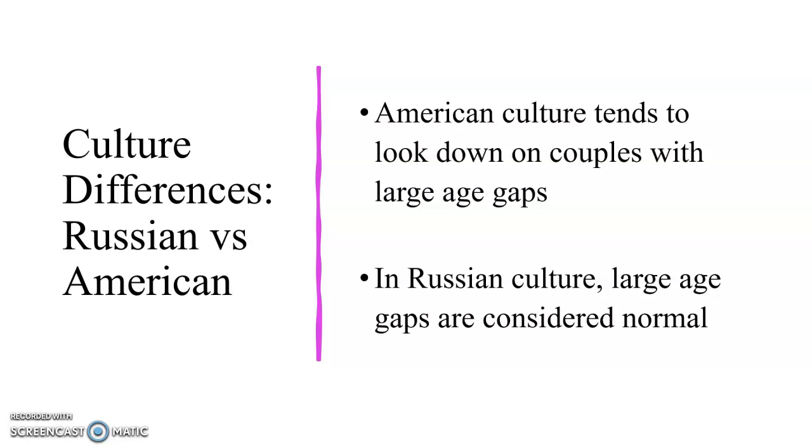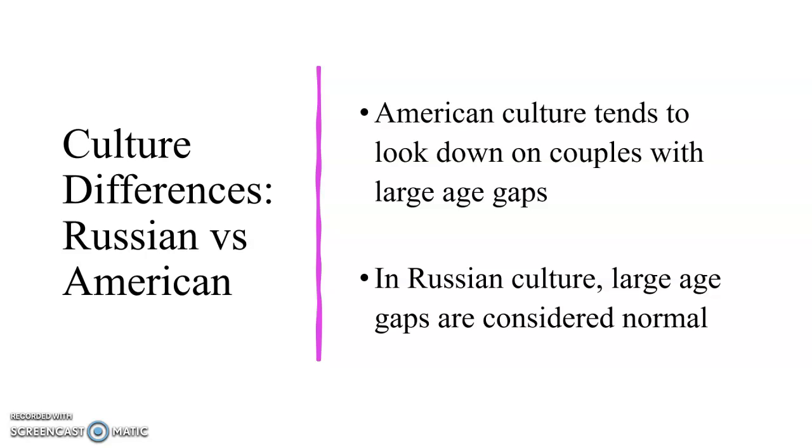So for the culture differences portion, I chose to research Russian culture. Russian culture is very fascinating to me, but it's also a culture that I don't have a lot of knowledge of, and I knew going into it that I already had some perceptions of Russian culture. I wanted to see if those perceptions were true or false, and also what the main differences between American culture and Russian culture were. The first difference I noticed was that American culture tends to look down on romantic couples with large age gaps, whether that's a younger girl and an older man or a younger man and an older woman.